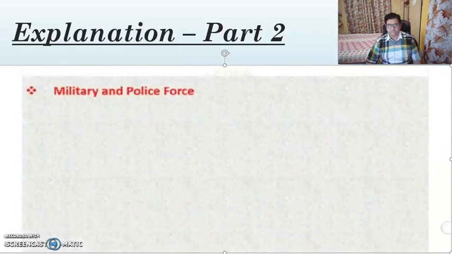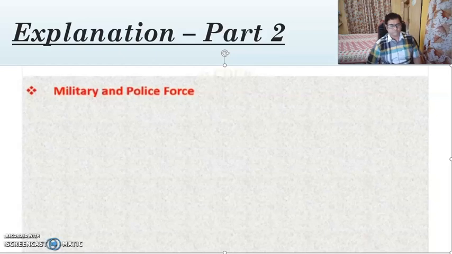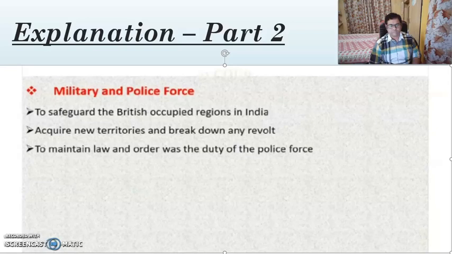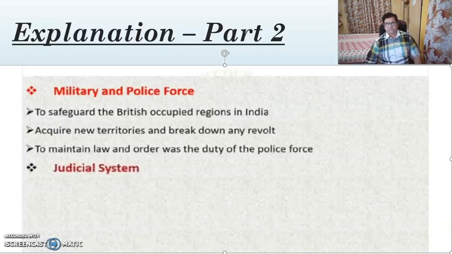Next is military and police force. All of you are very much aware of the duties of military and police, so we will see what they used to do in the British rule. The duty of military was to safeguard the British occupied regions in India. They also used to acquire new territories for the Britishers and also break down any revolt against Britishers. And to maintain law and order was the duty of the police force.